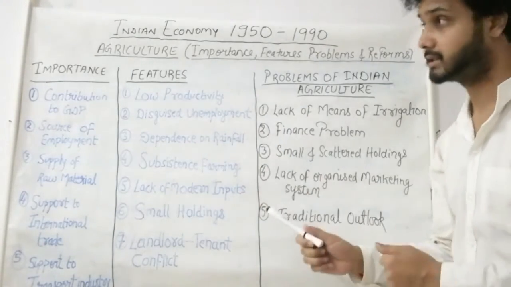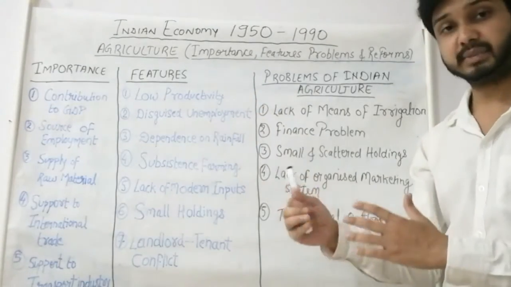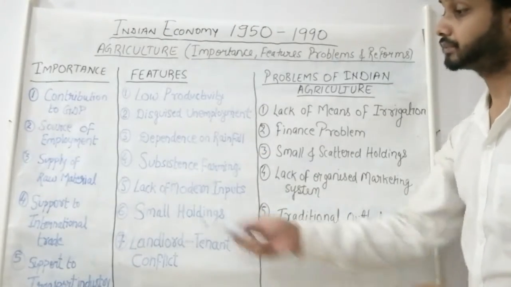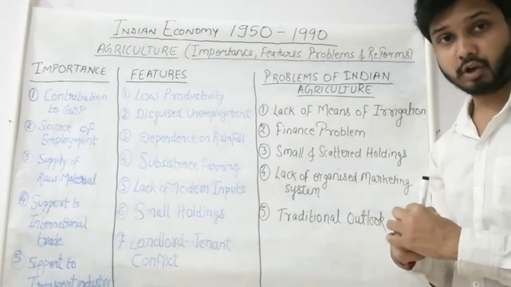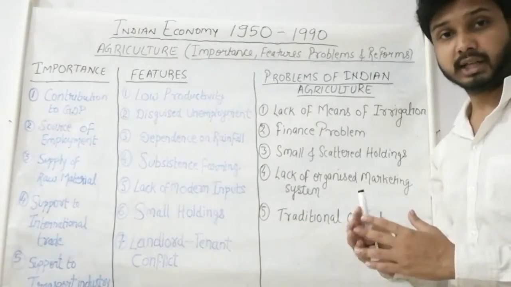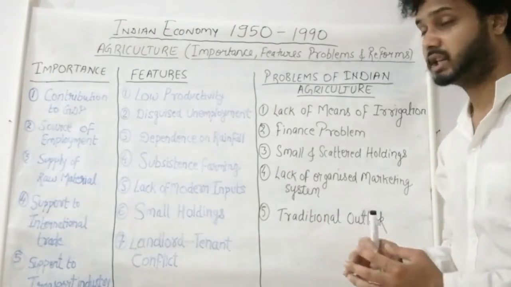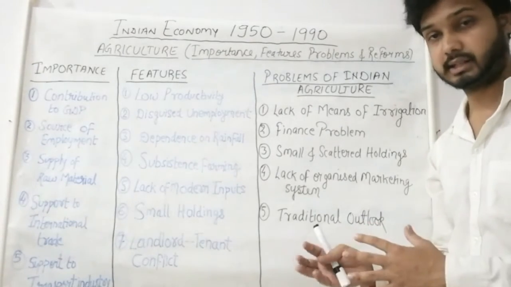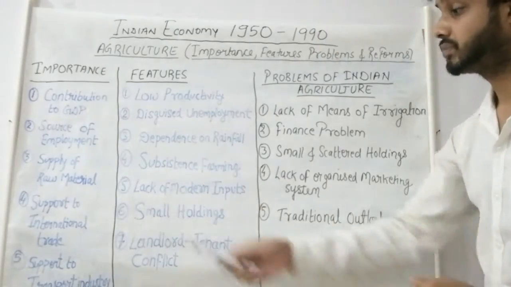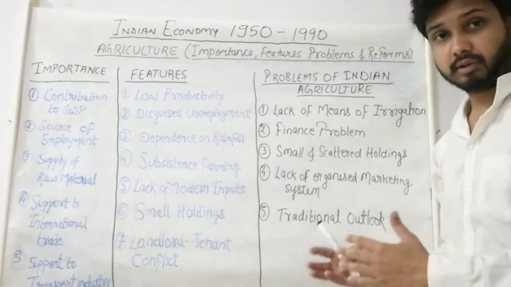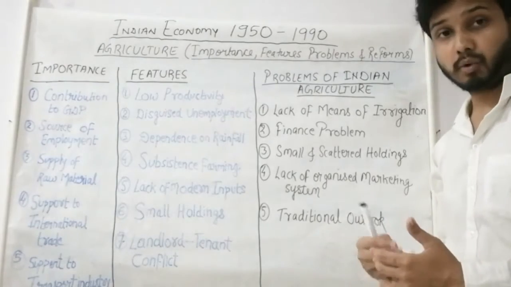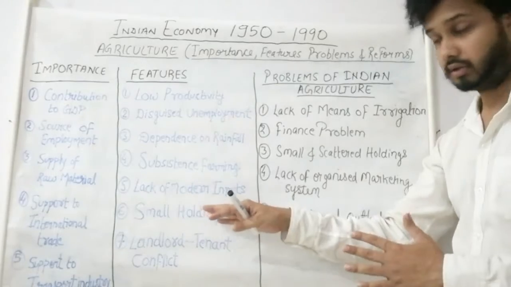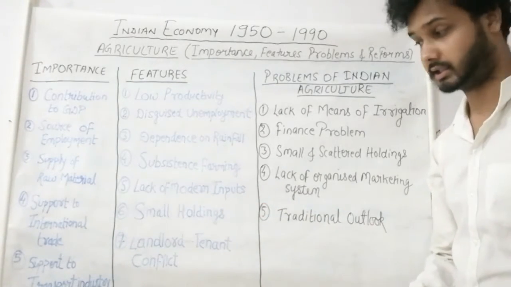Dependence on rainfall. It is an easy point that our agriculture has been dependent on rainfall, as earlier there were no irrigation facilities. Subsistence farming, we have already seen that it is a type of farming in which farmers grow only as much as is required for their consumption. They do not do it for business purposes. So it is one of the features. Lack of modern inputs. Our farmers have not been using modern techniques or machineries. They have always lacked modern inputs in the field of agriculture.